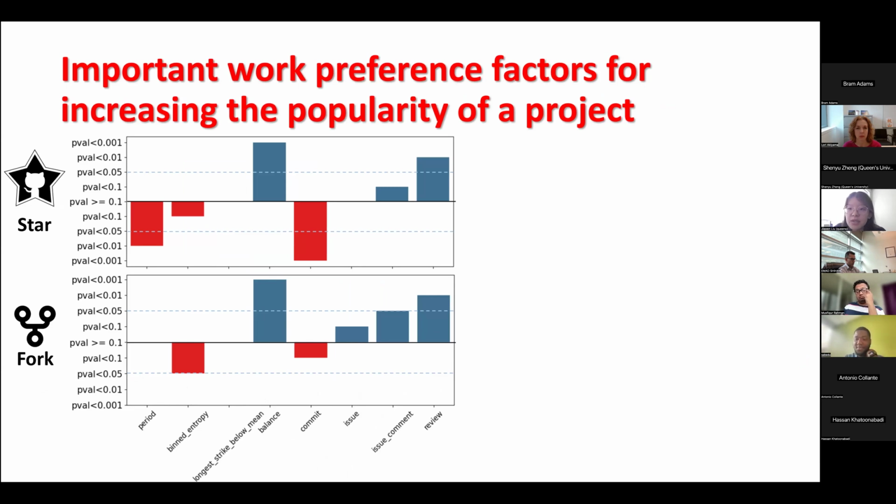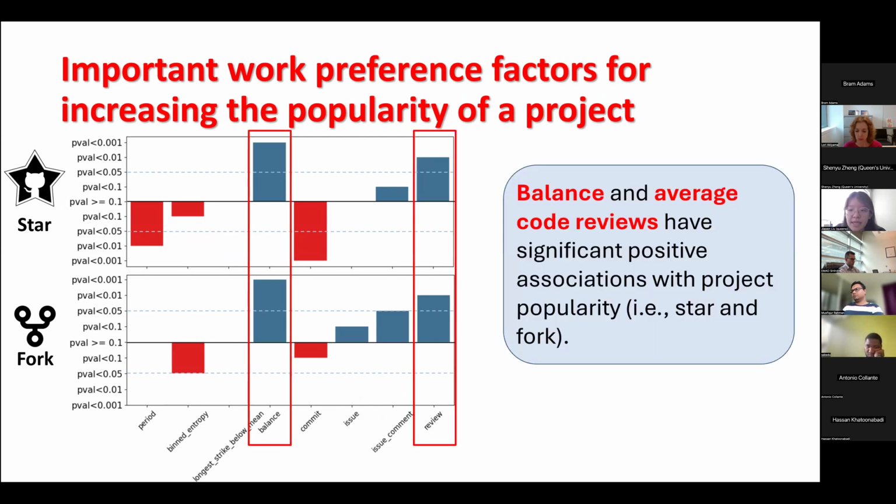We then study the relationship between the contributor's work preference and the project popularity. Same as what we did for workload composition, we build a mixed effect model to model the association between work preferences and the stars and fork increase for each project in each period. And we find that contributors making more balanced contributions across different types of OSS activities and making more code reviews is positively associated with both star and fork increase.